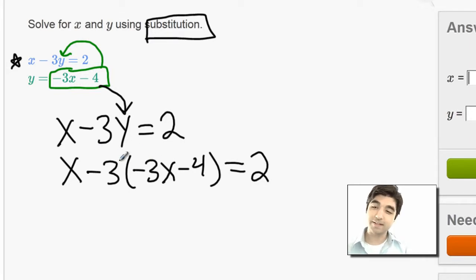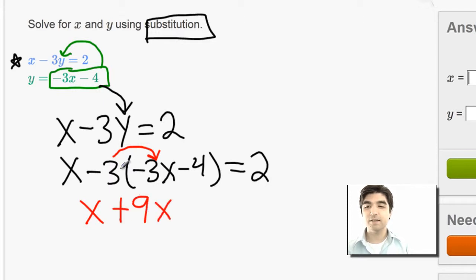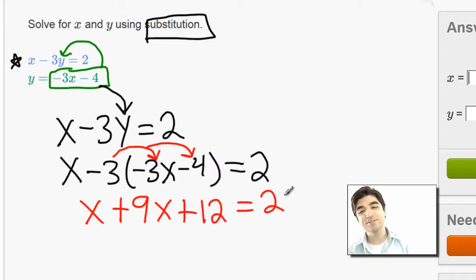Now we need to do the distributive property, so hopefully you are good at that. We got negative 3 times negative 3x. A negative and a negative equals a positive, so we have x plus 9x. Then we got minus 3 times negative 4. A negative and a negative is a positive, and 3 times 4 equals 12. And then all of that equals 2.